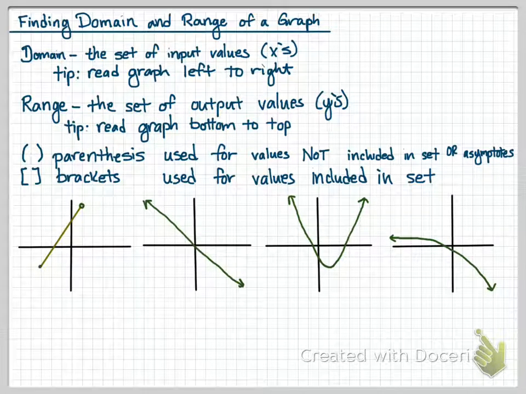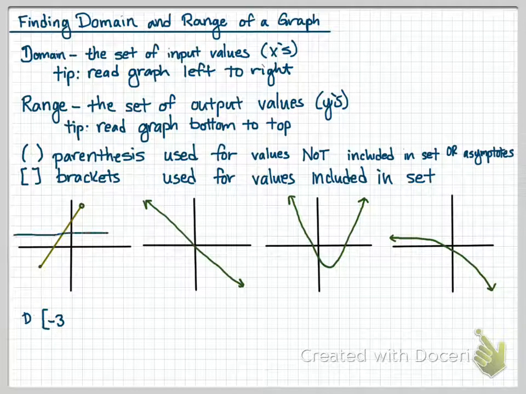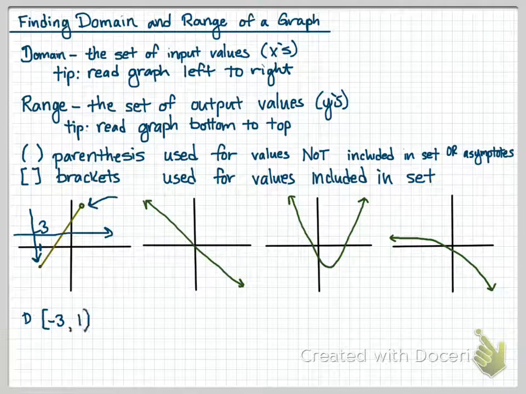So here are 4 different graphs that we can find the domain and range of. The first graph, your domain, if you read it from left to right, begins with -3. So if you look closely, left to right, there's your first point right there, and that's at -3. And you read it from left to right, so this graph definitely ends somewhere, right? So that ends at +1.